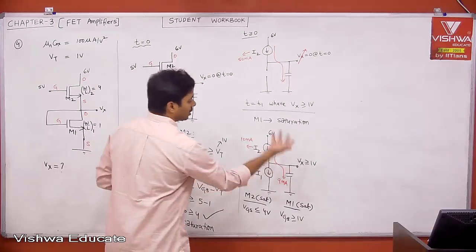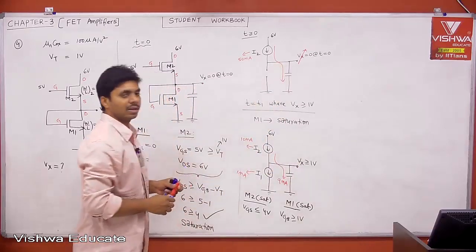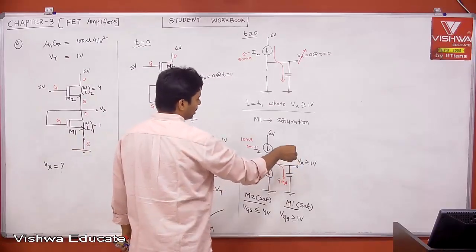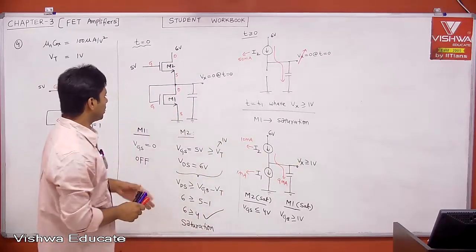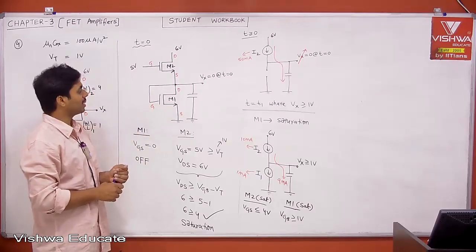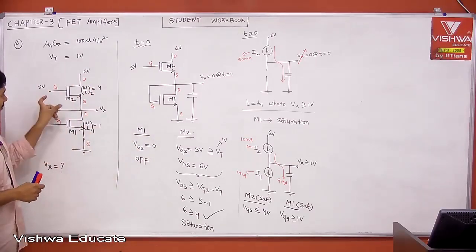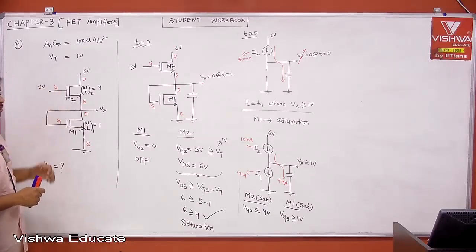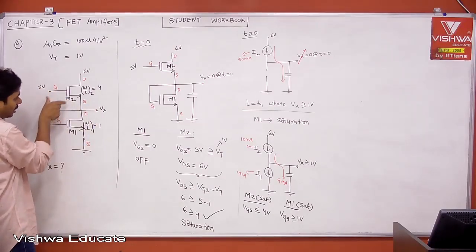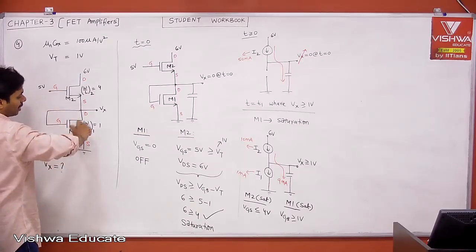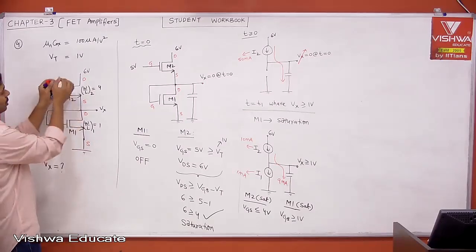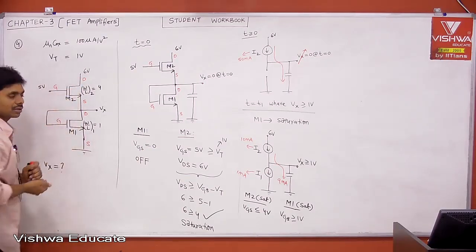It is still charging. As it is charging, let us say it continues. As Vx is increasing, the VGS of M1 will increase, and then the VGS of M2 will decrease. As this voltage is increasing, the VGS of M2 will decrease and the VGS of M1 will increase. Slowly the strength of M1 will increase, and slowly the strength of M2 will decrease.